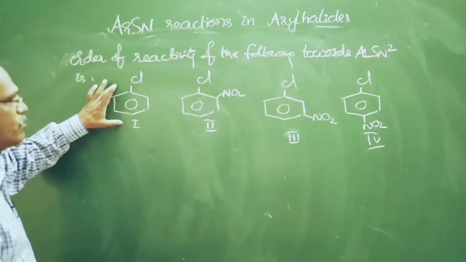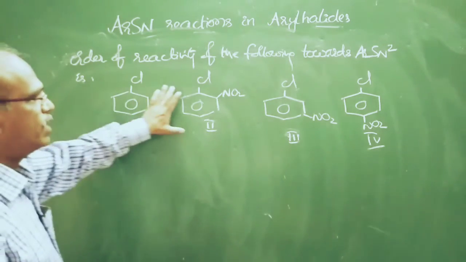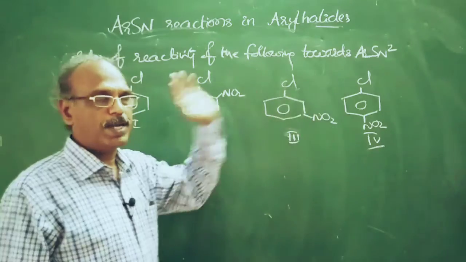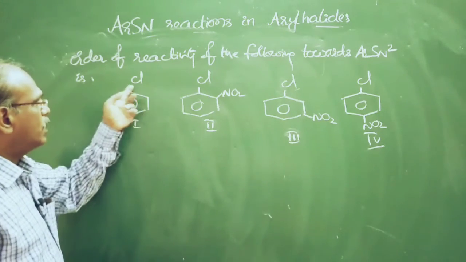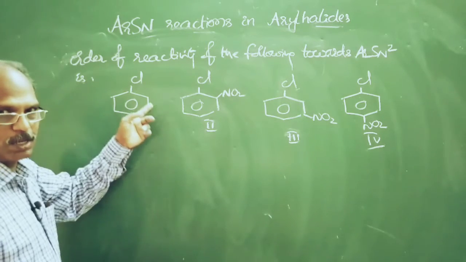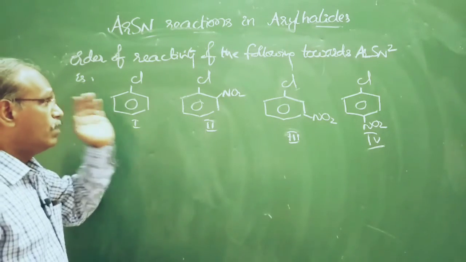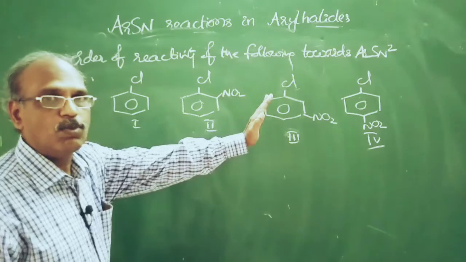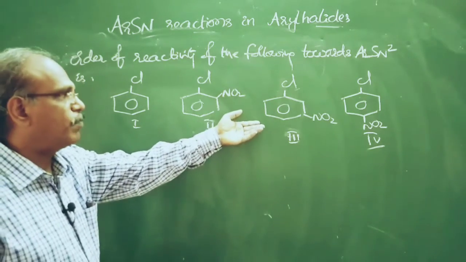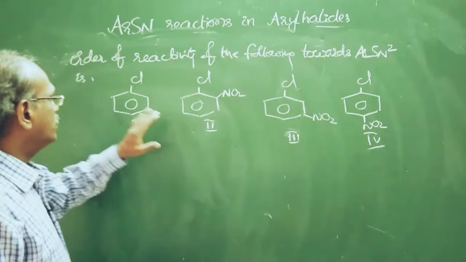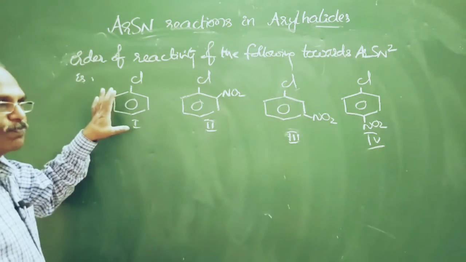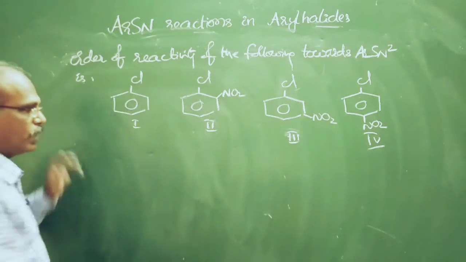See, this follows benzyne mechanism, whereas this one carbanion mechanism. Relatively, this involves a less stable intermediate, whereas these involve more stable intermediate, carbanion, which is stabilized by electron withdrawing groups. So among these, one is the least reactive. Okay, right?